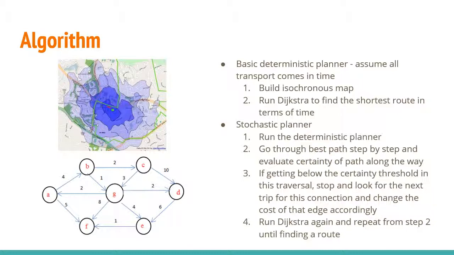For the full solution, where we also consider the possible delays, we start by running the deterministic planner. After that, we go through the best route station by station and compute the certainty of that route along the way. If at some point we find out that we have fallen below the desired certainty threshold, we stop and modify the cost of the edge we got at by considering the next connection that we can take for that edge. Afterwards, we run Dijkstra again and continue this way until we find a route that respects the certainty level.